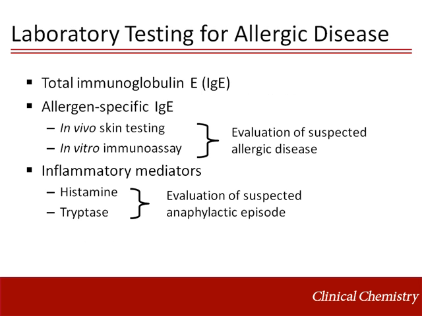The laboratory evaluation for allergic disease includes testing for total IgE, allergen-specific IgE, and inflammatory mediators. Identification of the allergen-specific IgE, either by skin testing or by in vitro immunoassay, is useful in establishing a diagnosis of allergy. In contrast, evaluation for inflammatory mediators, specifically histamine and tryptase, is not useful in diagnosing an allergic response, but rather to evaluate a suspected anaphylactic episode.